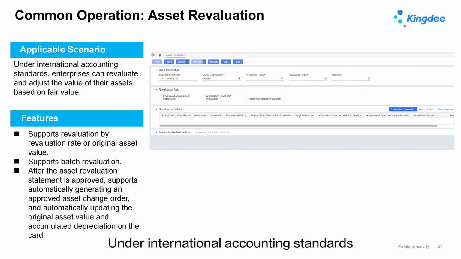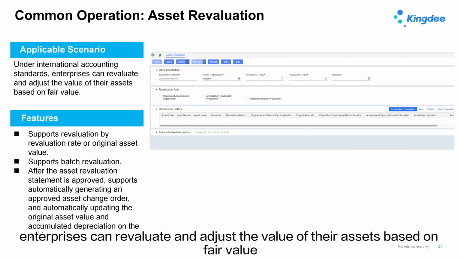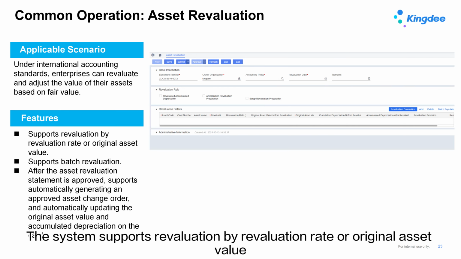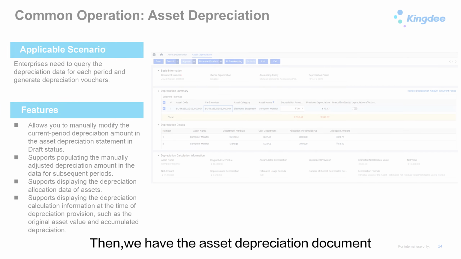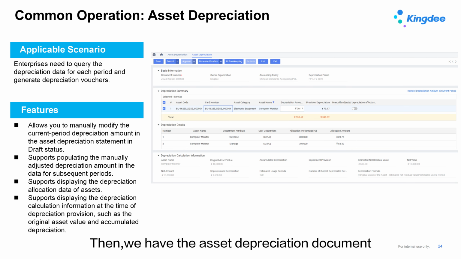Under international accounting standards, enterprises can revaluate and adjust the value of their assets based on fair value. The system supports revaluation by revaluation rate or original asset value. After the asset revaluation statement is approved, the system automatically generates a change order and automatically updates the original asset value and accumulated depreciation. Then, we have the asset depreciation document.